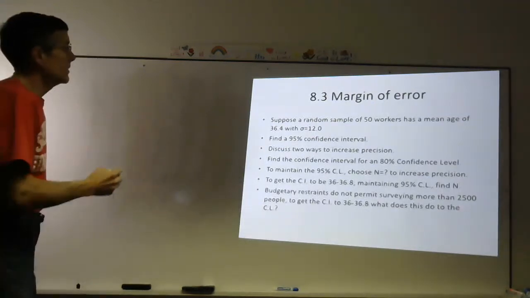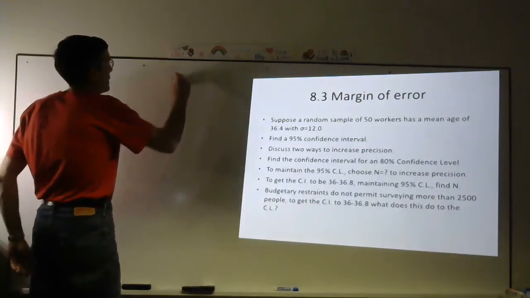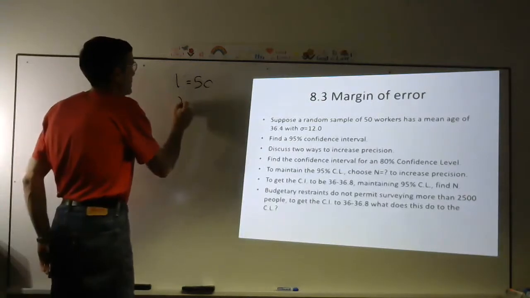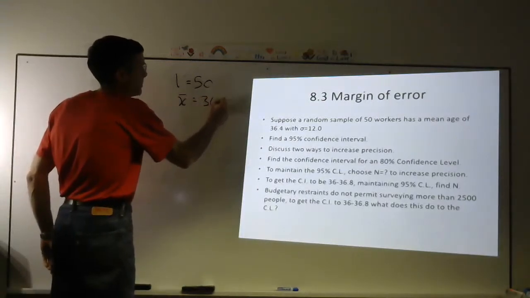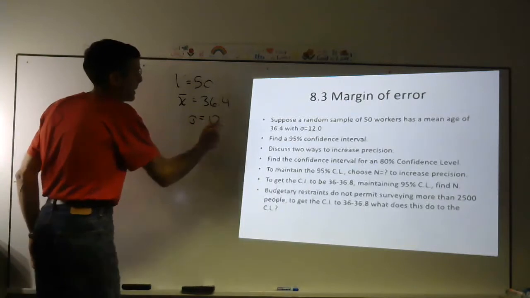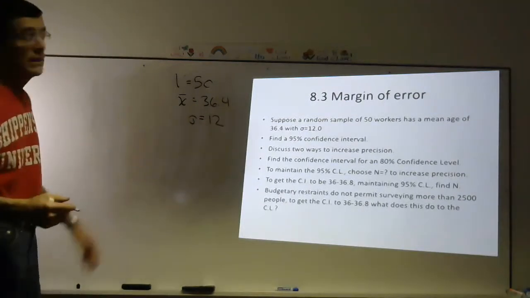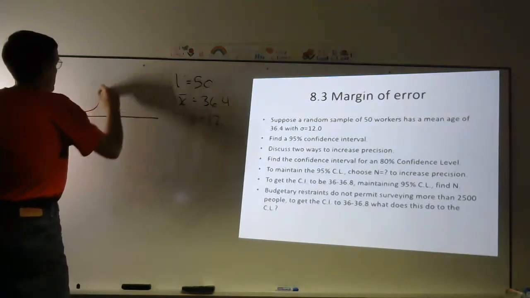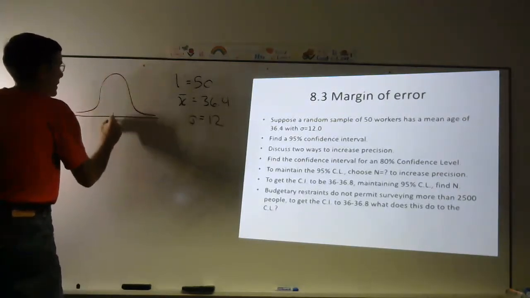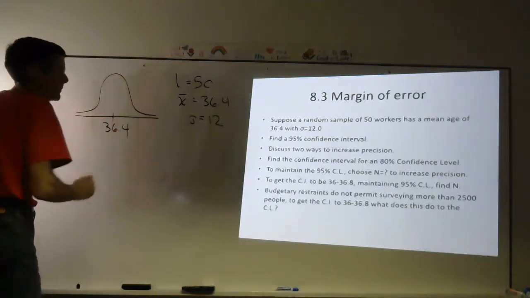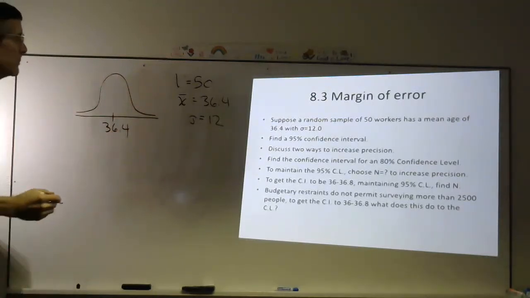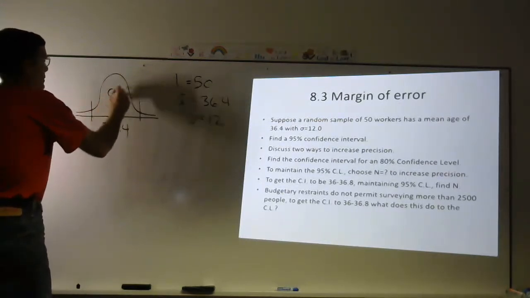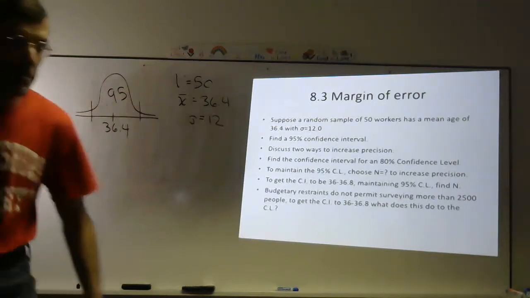Suppose we have a random sample of 50 workers, so we know that N is equal to 50. Mean age, X bar, is 36.4. Standard deviation for the population is 12. We want to find a 95% confidence interval. We worked on these last time in section 8.2, and hopefully what I'm doing is very, very easy. Want a 95% confidence interval. I know then that in this range right here, this has got to be 0.95.